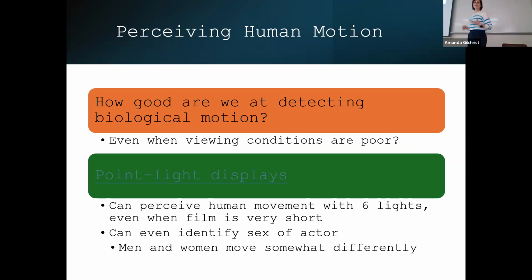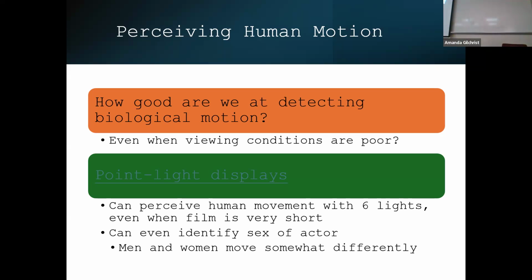Okay. So one of the other things that we are going to talk about is perceiving human motion. So we obviously know that objects can move, but humans also move. And one of the things that we're going to notice is that humans move in a very distinctive sort of way. Biological motion in general is very different from other types of motion. So how good are we at detecting actual biological motion, even when viewing conditions are poor? And one of the ways that we do this is what are known as point light displays.